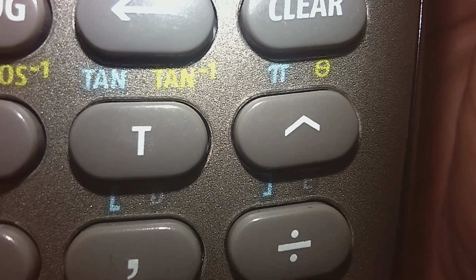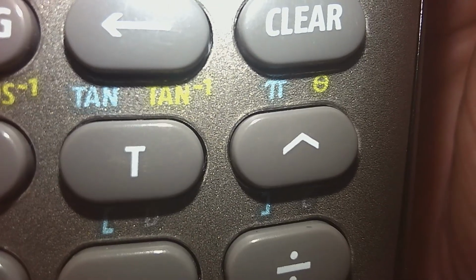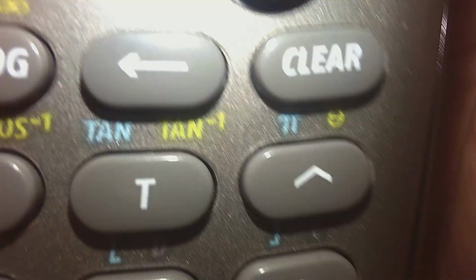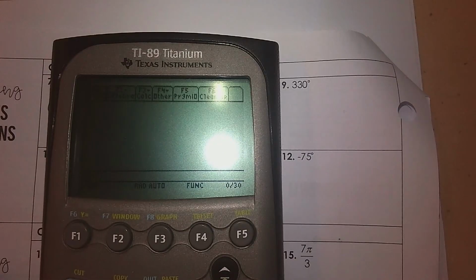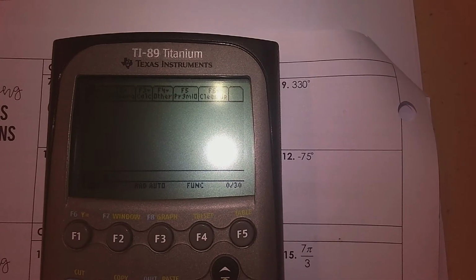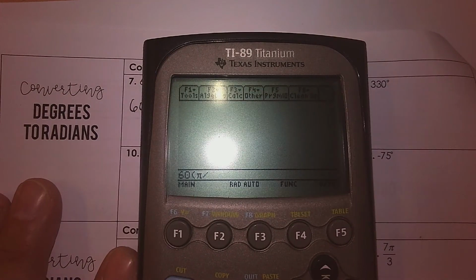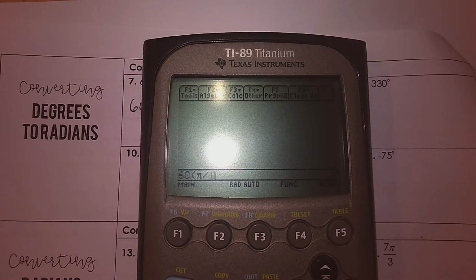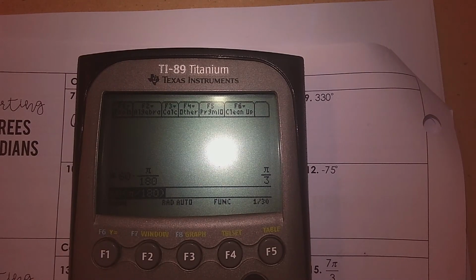So you have to press the blue button and then the arrow. And then a fraction is just the divide sign, and then 180. Now, do not go diamond enter. Just go enter. And then what's the answer? Done.